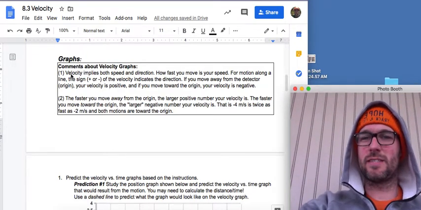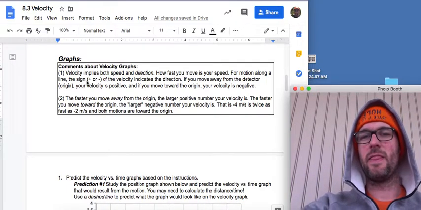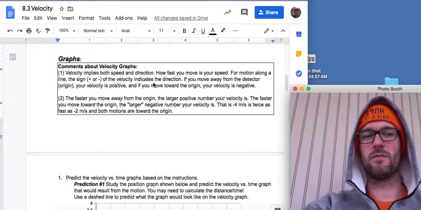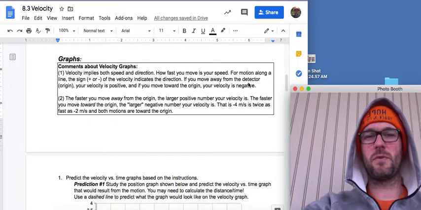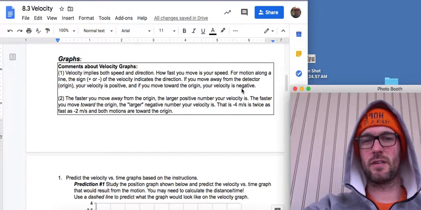Here we go. Velocity implies speed and direction. How fast you move is your speed and your motion. The plus or minus indicates the direction. That's the difference between speed and velocity, if you didn't catch it from above. Speed, that's how fast you're moving. Velocity, that's my speed and direction. If you move away from the detector, you have a positive velocity. If you move toward, you have a negative velocity. Okay?